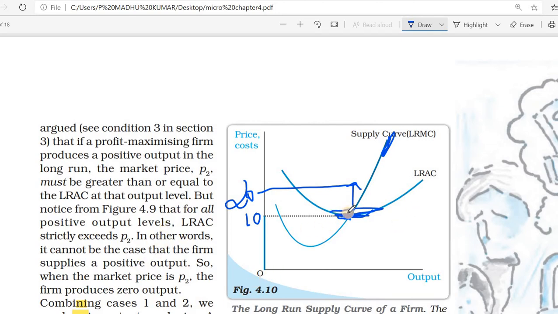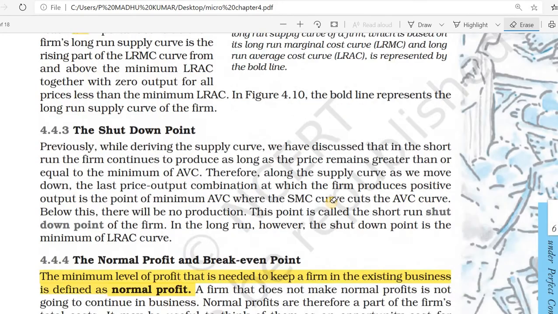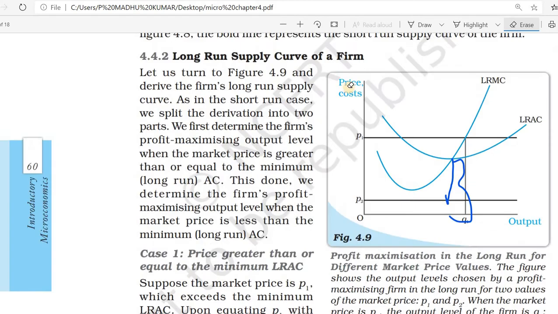Above the LRAC, the LRMC will cut the LRAC curve. At this minimum point they are getting normal profit. Above this, where the price is higher, they are getting supernormal profit. At this point it is normal profit, it is 10. At this point it is supernormal profit, it is 20. In the short run also it is the same.